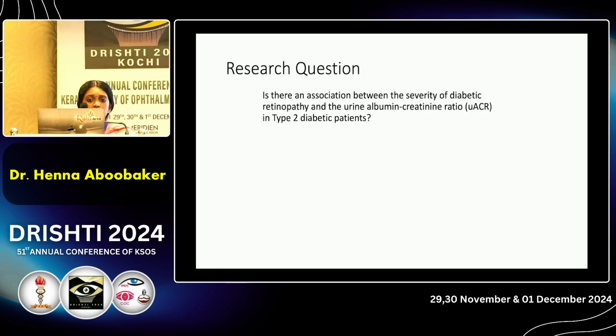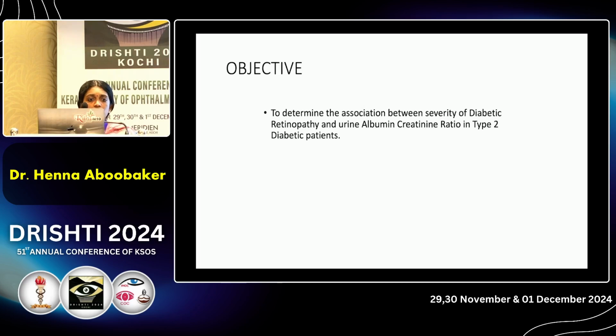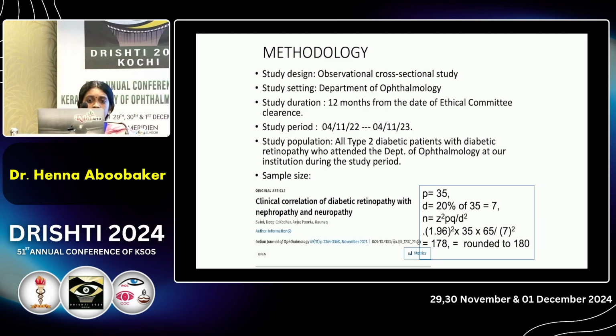So, my research question is the association between severity of diabetic retinopathy and urine albumin creatinine ratio in type 2 diabetic patients. The objective of my study was to determine the association between severity of diabetic retinopathy and urine albumin creatinine ratio in type 2 diabetic patients. It is an observational cross-sectional study conducted in the Department of Ophthalmology of our institution from 4/11/22 for a period of 12 months from the date of ethical committee clearance.